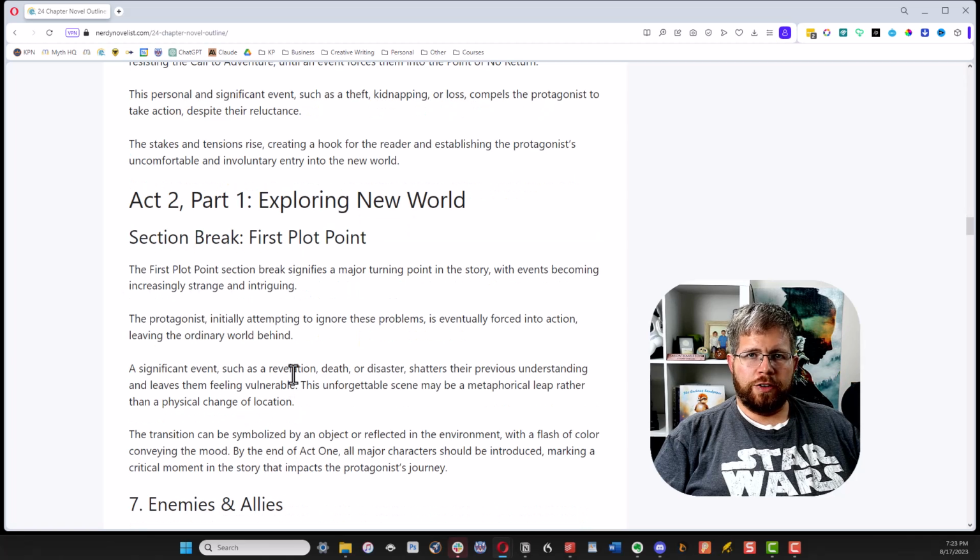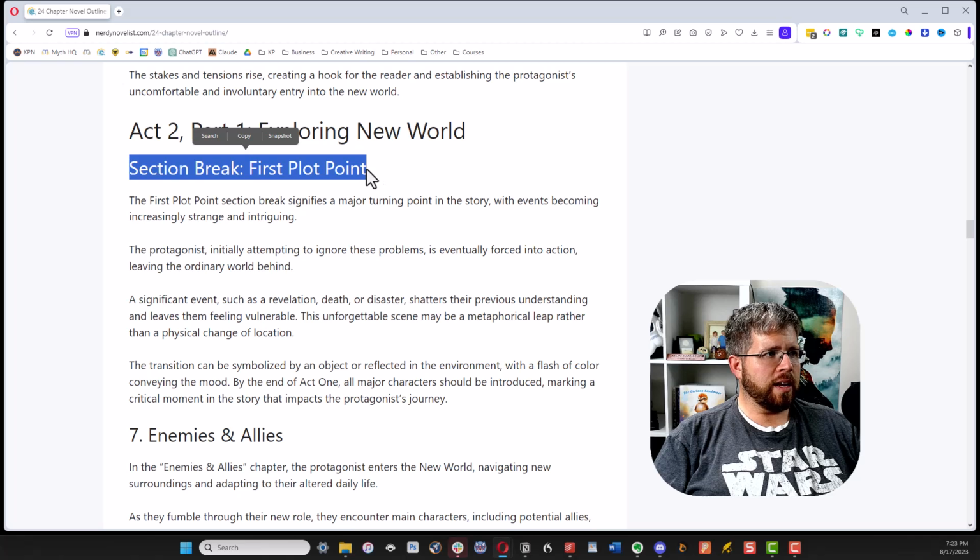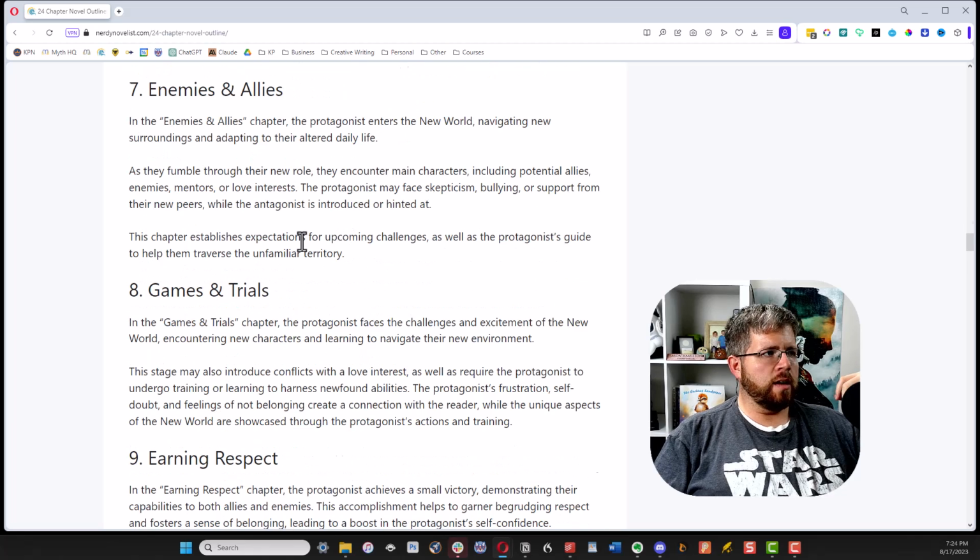And we move into Act 2, Part 1, Exploring the New World. We get a section break here of the first plot point, which is the first major turning point of the story. By this point, you want to have introduced all the major characters of the story. And I've heard this talked about as the no turning back moment. This is the moment where you have to keep going. Otherwise, you face disaster.